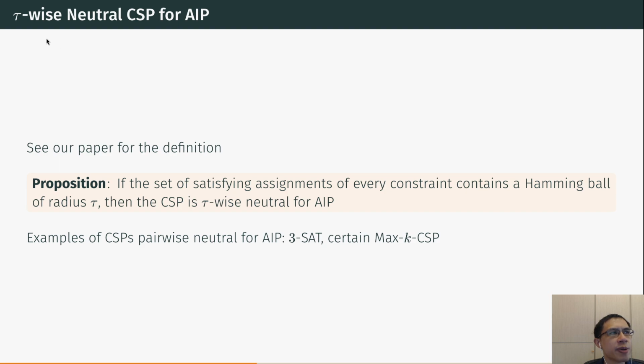So, what CSPs are tilewise neutral? The precise definition is in our paper. Here is all you need to know. If the satisfying assignments contain a Hamming ball of radius tau, then the CSP is tilewise neutral for AIP. In particular, free XOR is pairwise neutral for AIP and has a linear level lower bound.